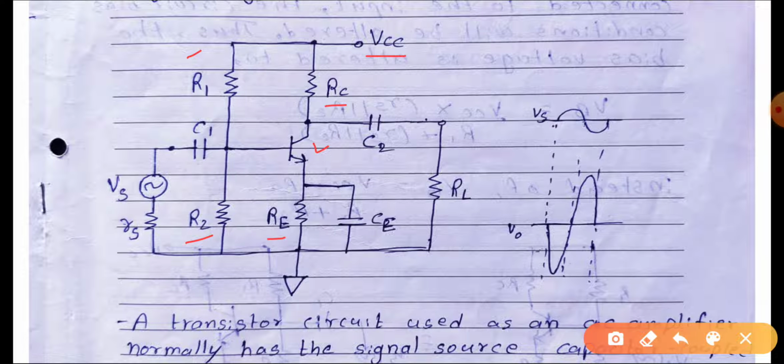This is just the biasing condition, that is voltage divider bias R1 R2. This is the collector resistor and this is the emitter resistor. Here you can see Vs is the source voltage, or you can say input voltage, and Rs is the source resistance. At the output side, this is RL, that is the load resistance.